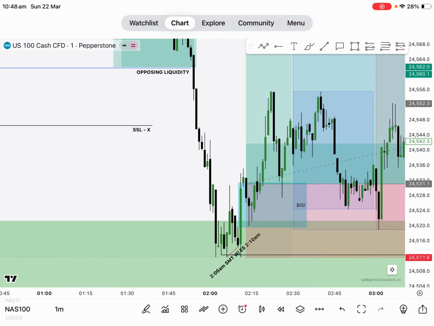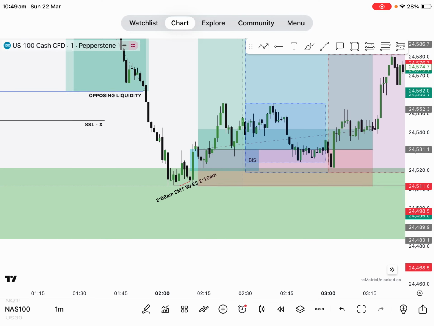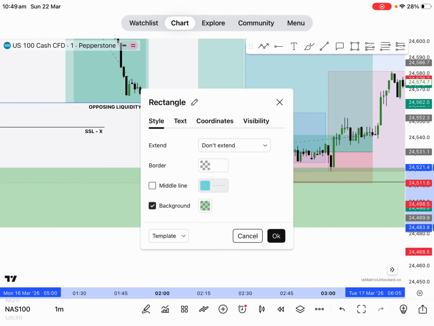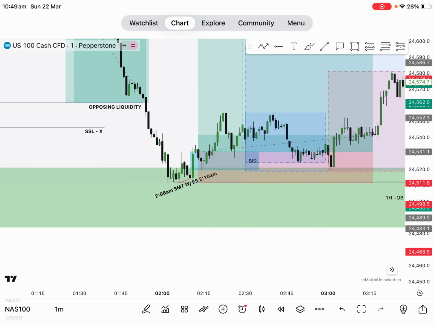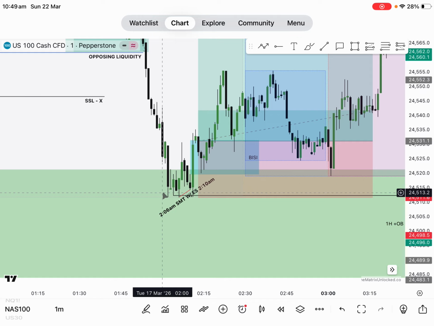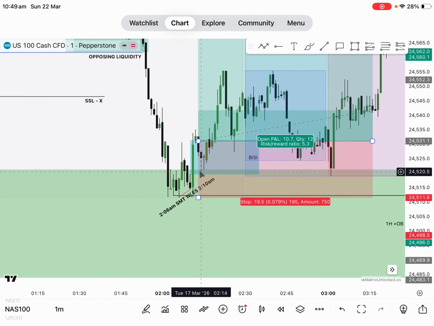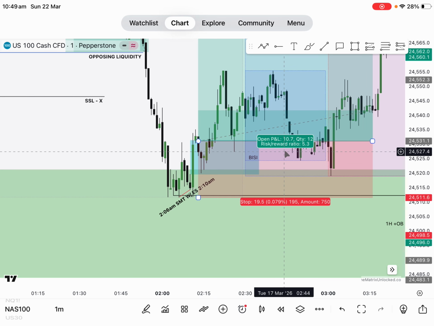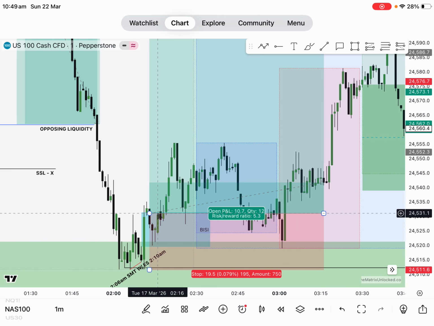The sell side liquidity is taken right here and kept going, step right into, what is this? 1 hour bullish order block. So when it steps into the bullish order block and it gives you SMT and then the first presented fair value gap, you enter. This is 5.3 risk to reward ratio, guys.